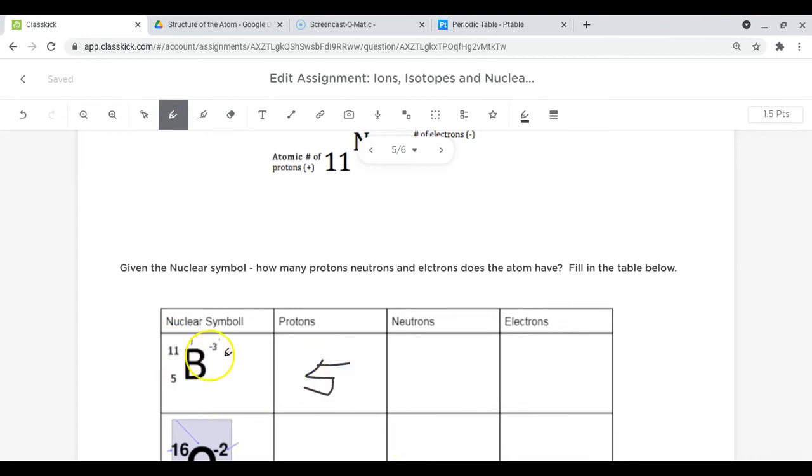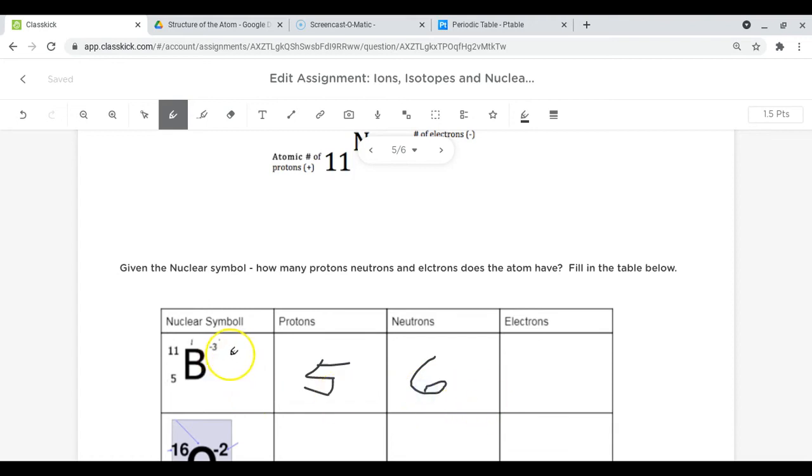Neutrons: its mass is 11, so 5 plus what? 5 protons, which is 1 AMU for each proton, so 5 AMU, plus how many neutrons, which are also 1 AMU. 5 plus what will get me to 11, or in other words, 11 minus 5 is 6 neutrons.